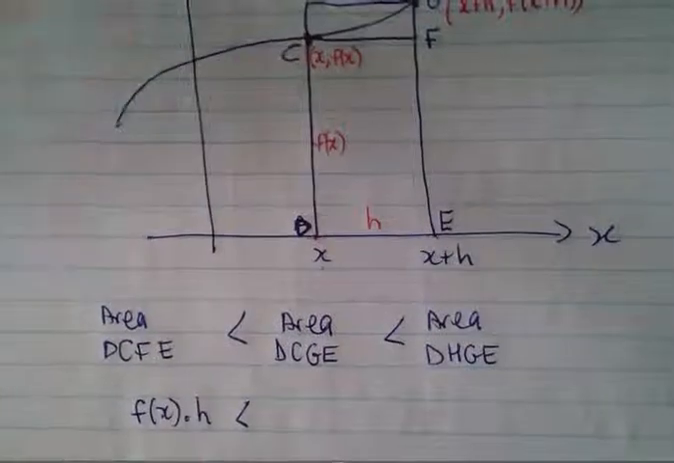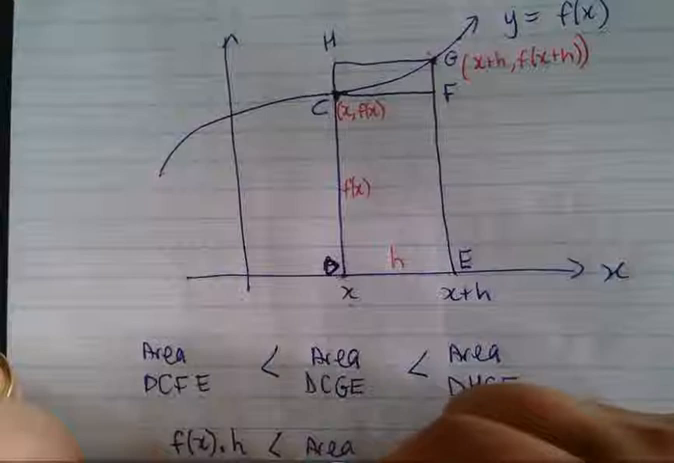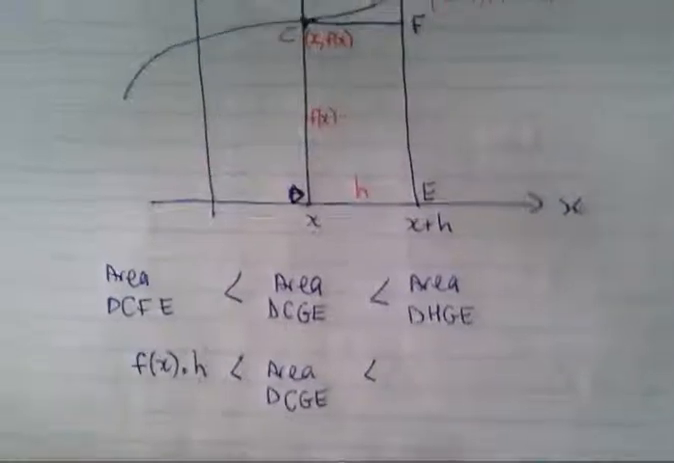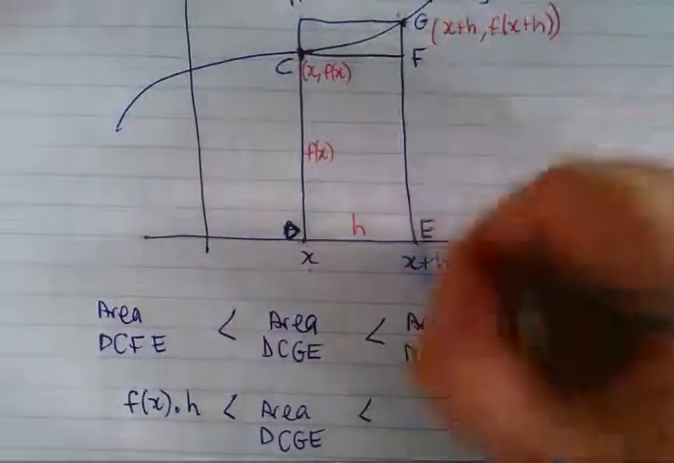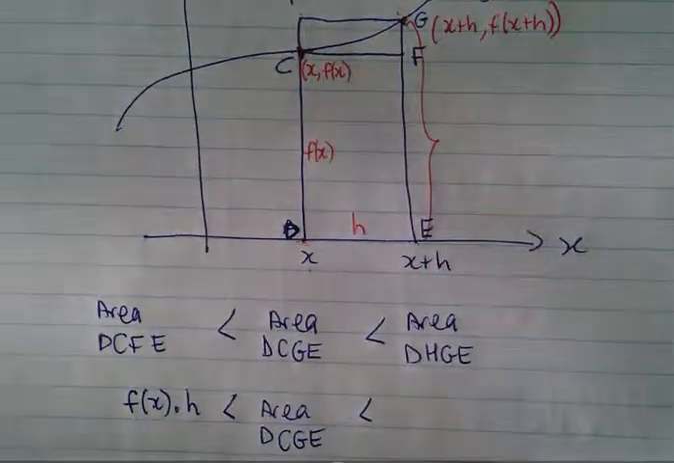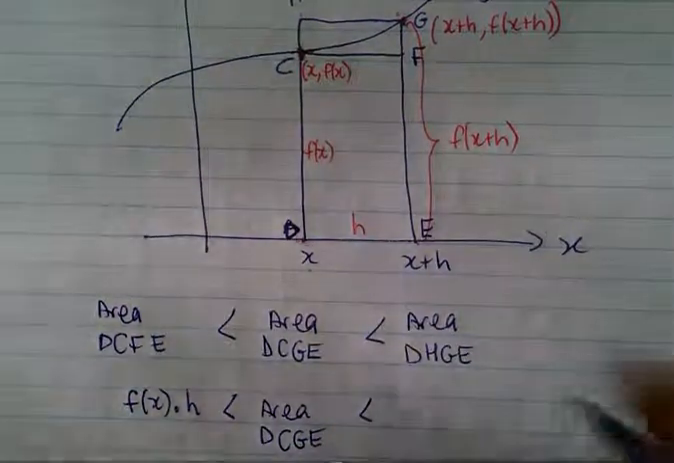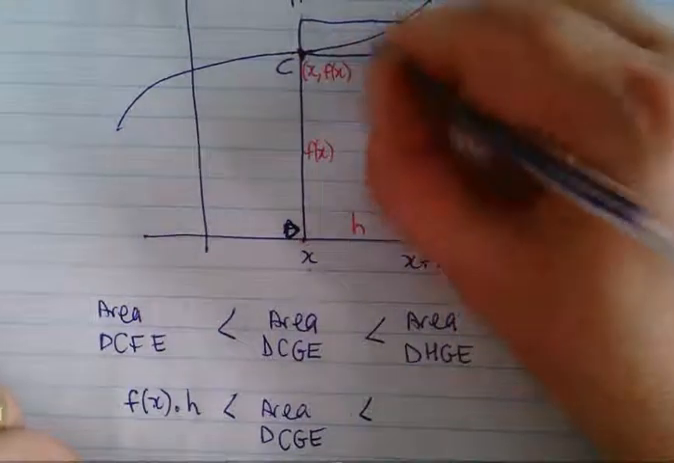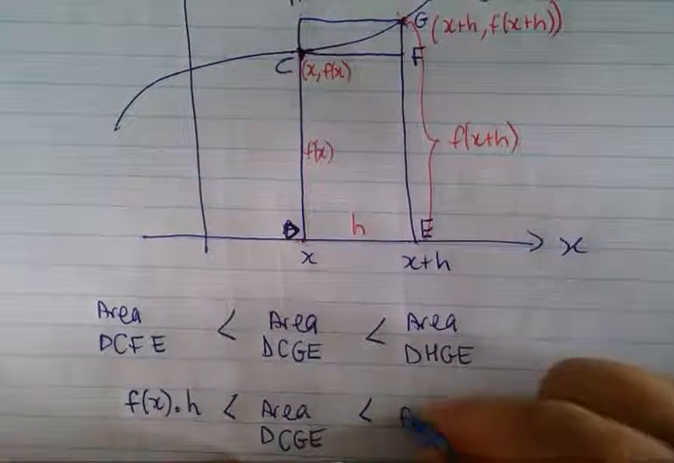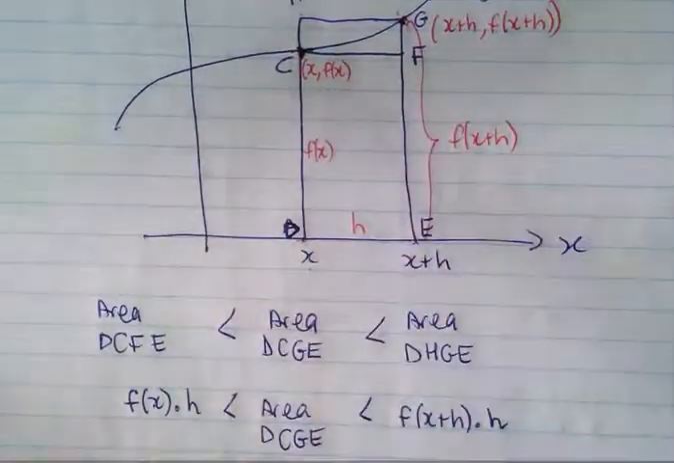That is less than the area, we don't know what this area is, of DCGE, which is less than, now I'm trying to zoom this. What's the area of the upper rectangle? What's this length from there to there? How long's that? Function of x plus h, which is less than, so that area under the curve is bigger than the small rectangle, but smaller than the bigger rectangle. And the area of the large rectangle is function of x plus h times h. So it's that length times h.